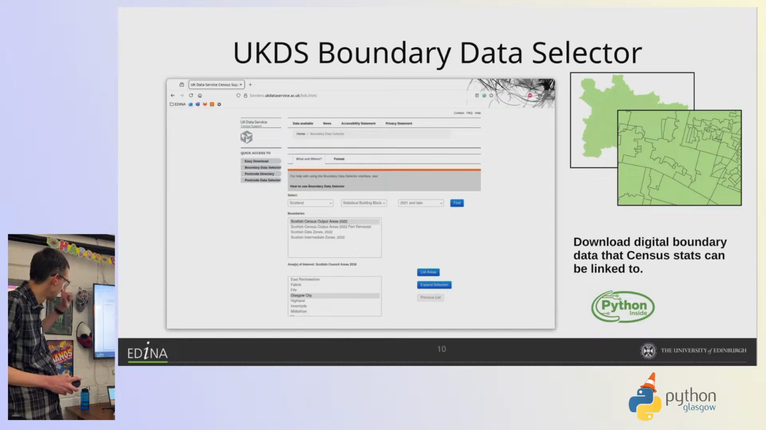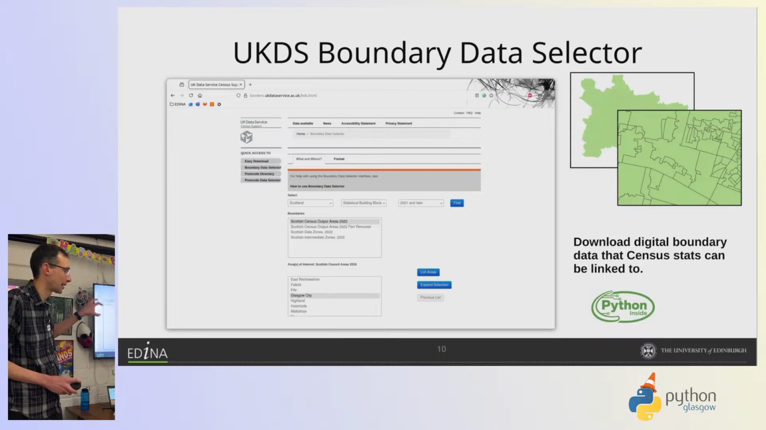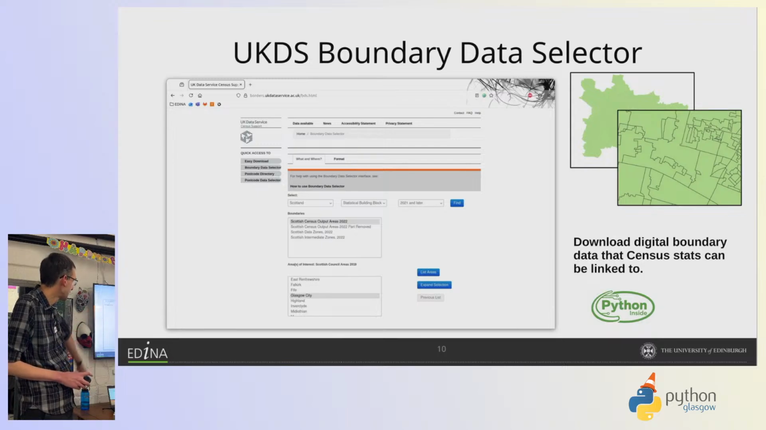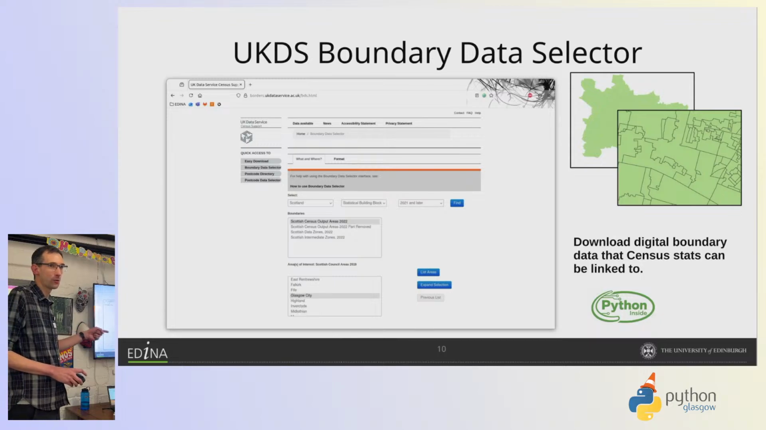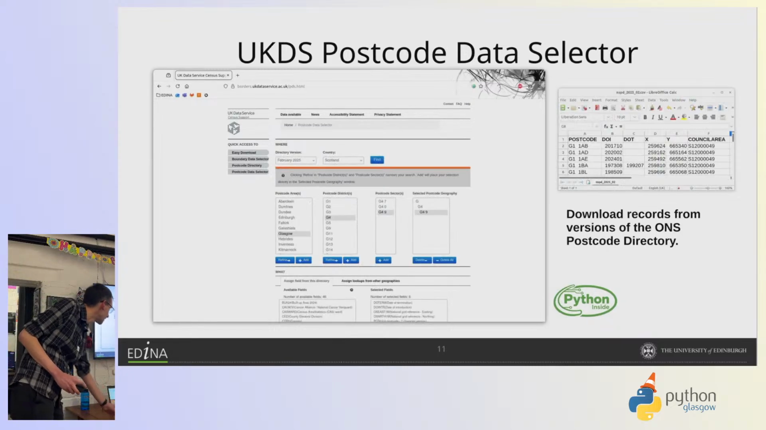And so this is our EDINA service called the UK Data Boundary Data Selector, and this allows users to download boundary data. And although the app is built in Java and it's got a UI, a JavaScript front end, we've got Python behind the scenes doing the actual ETL. So that's the extract, transform, and load.